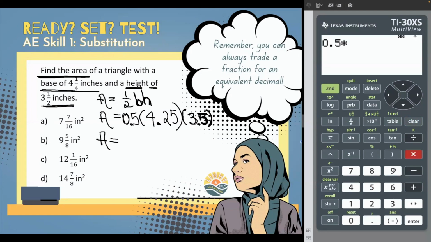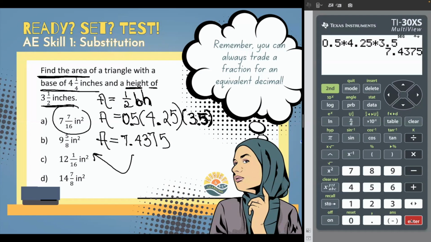0.5 times 4.25 times 3.5, and I see my area is 7.4375. But oh no, you say to me, Kate, you were a lie. The truth wasn't in you. I don't see my answer there. First of all, I say, yes, you do. Only one of these is anywhere close to 7.4375. Of course, it's going to be the 7 and some number of square inches.